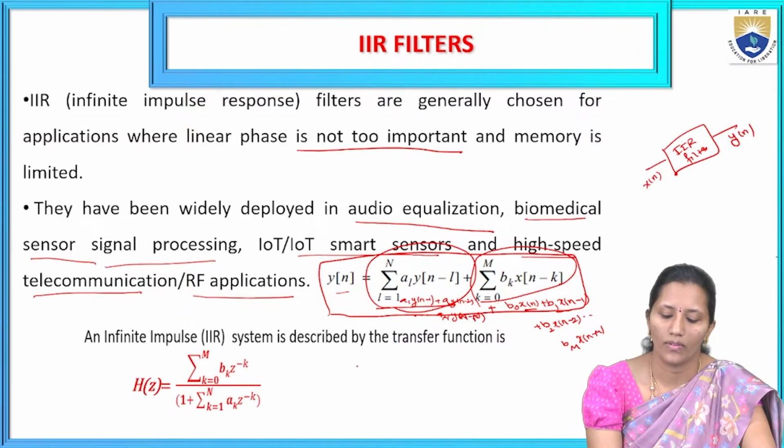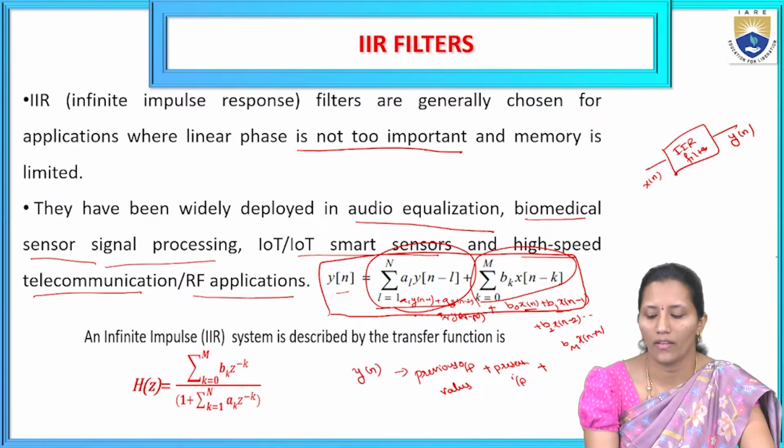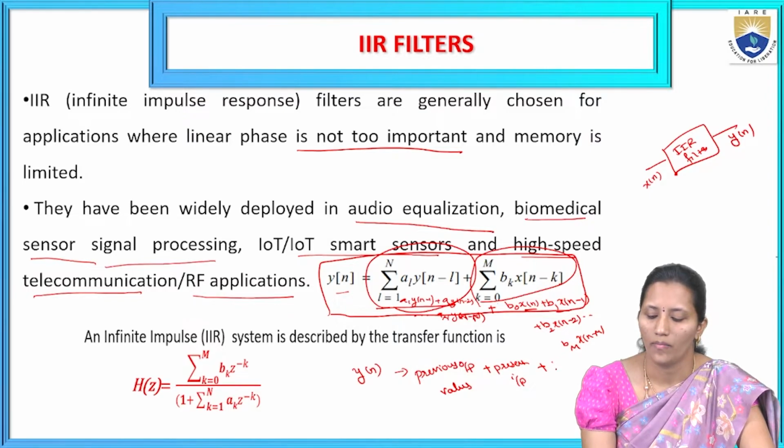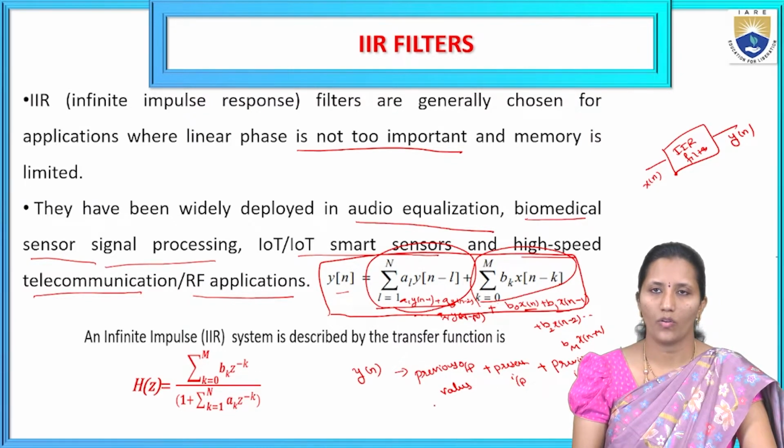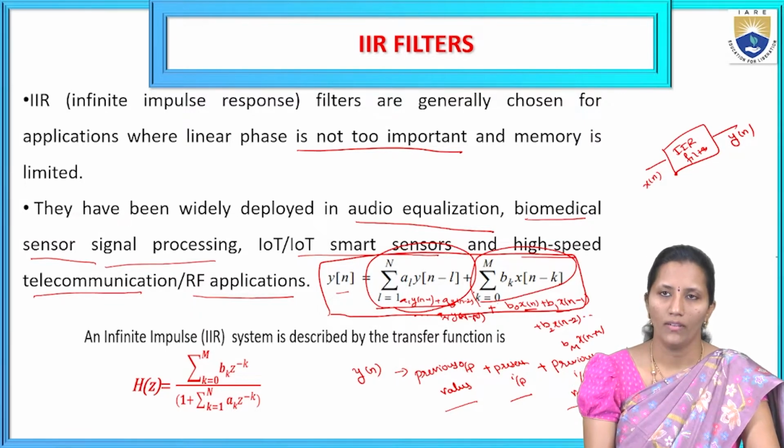So here the present output of the filter depends on y of n minus 1, y of n minus 2, which are the previous output values, plus x of n, the present input, plus x of n minus 1, x of n minus 2, up to x of n minus M, the previous input values. So this difference equation itself indicates the output depends on the previous output values, present input value and previous input values, where a_L and b_K are the filter coefficients.